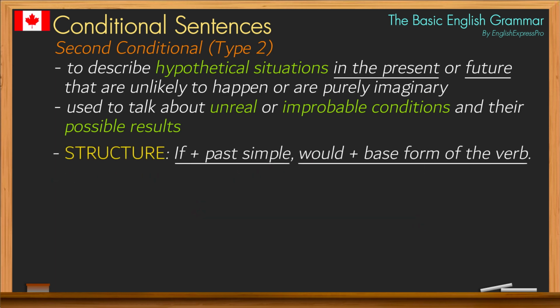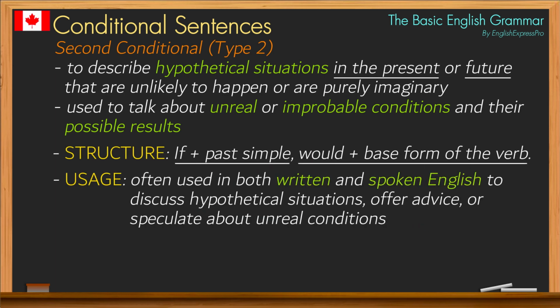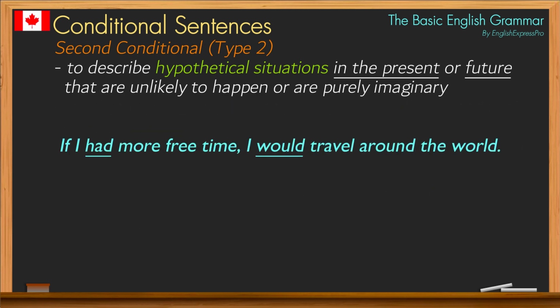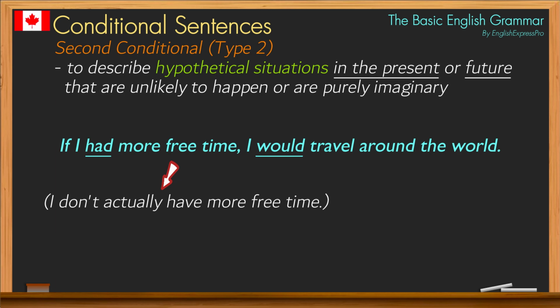Type 2 conditionals are often used in both written and spoken English to discuss hypothetical situations, offer advice, or speculate about unreal conditions. For example, if I had more free time, I would travel around the world. I don't actually have more free time, so I won't travel.